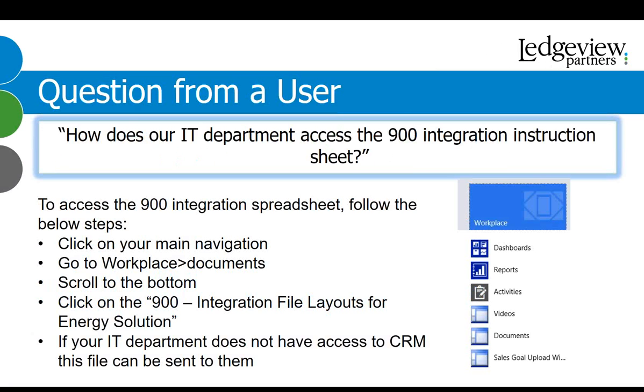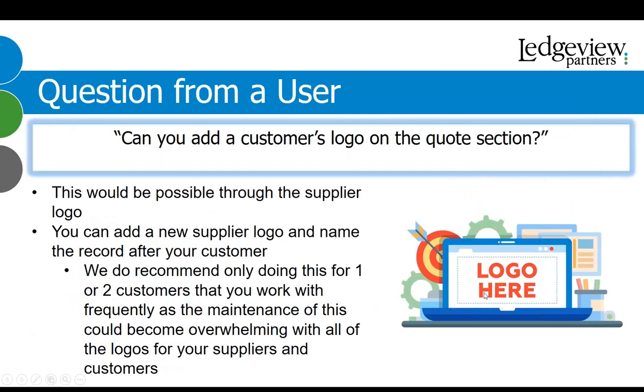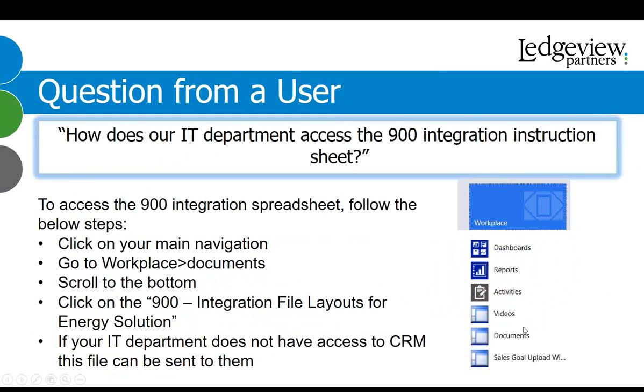Our first question is, how does our IT department access the 900 integration instruction sheet? Excellent question. To access this, you simply go from your main navigation that we touched on earlier, click on Workplace, and then click on Documents. Then scroll all the way to the bottom, and you'll see 900 integration file layouts for energy solution. Simply open that up. If your IT department doesn't have access to CRM, you can send this file to them. It's just an Excel file.